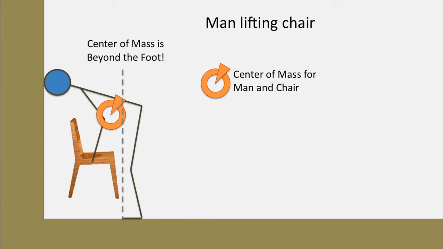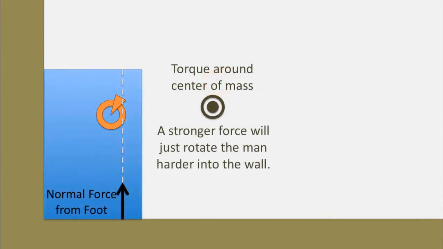If we draw a line for the man to indicate where his toes are, you can see that the center of mass is beyond the edge of his foot. No matter how hard he tries, he simply cannot apply force in the right place to lift that chair. On our diagram, we can see that the torque will always point in the direction out of the screen. It will rotate the man counterclockwise, pushing his head harder into the wall. The harder he pushes, the worse it will be.